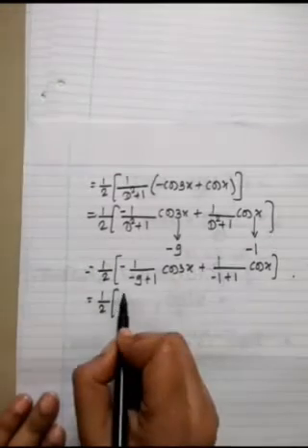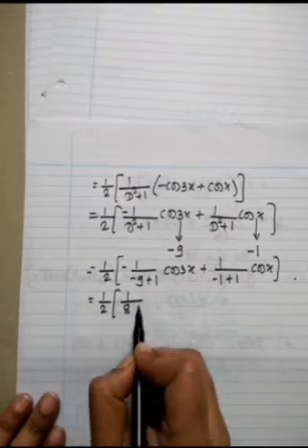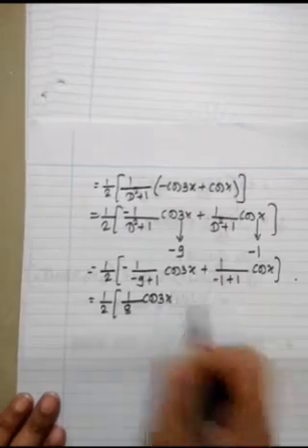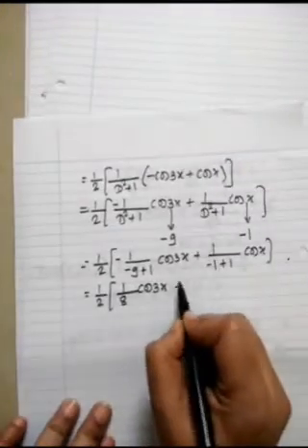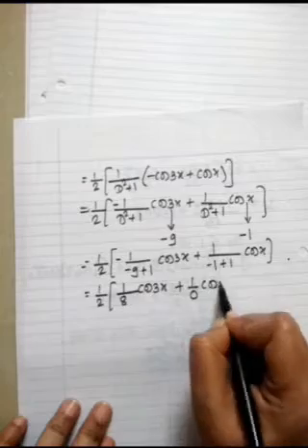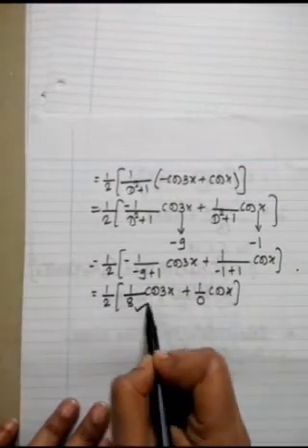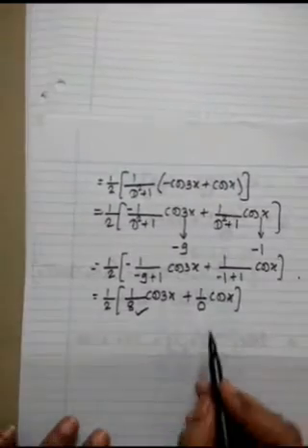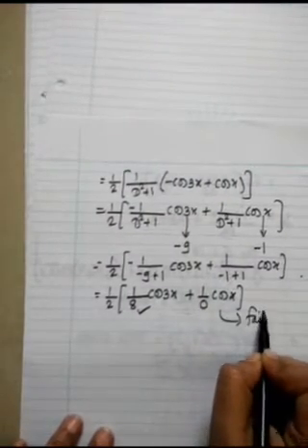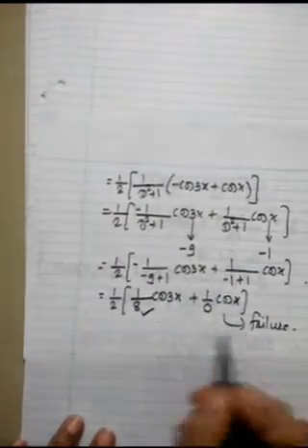So it is 1 upon 8 for the second case, cos 3x. But here it is 1 upon 0 cos x. It does not affect this. This part is completed, this is done. But this is not yet done. This is a failure case, so we have to think about this term.